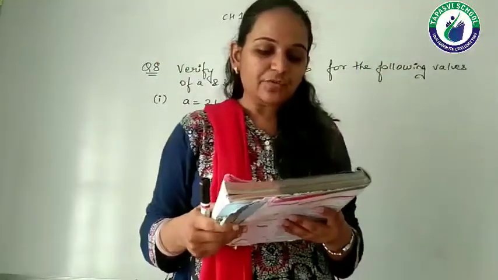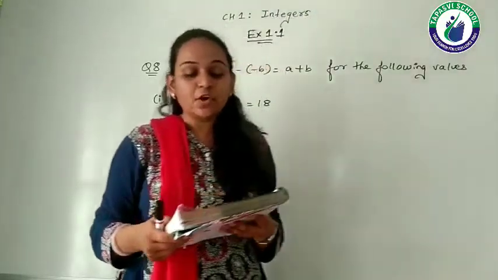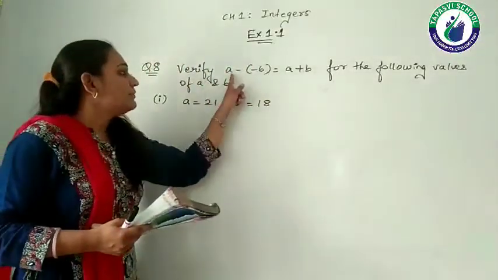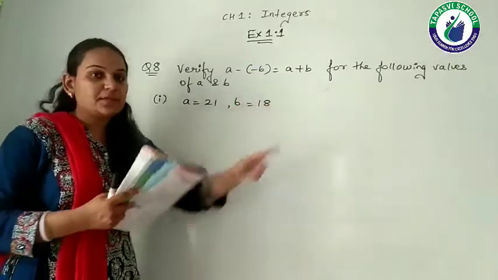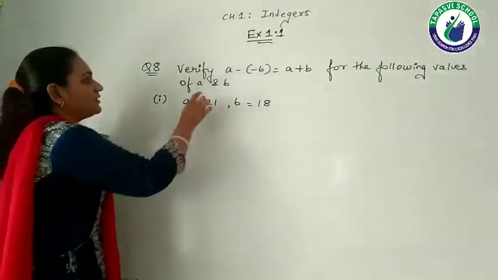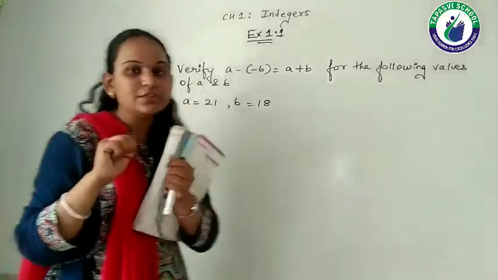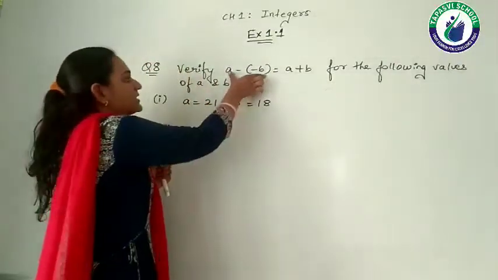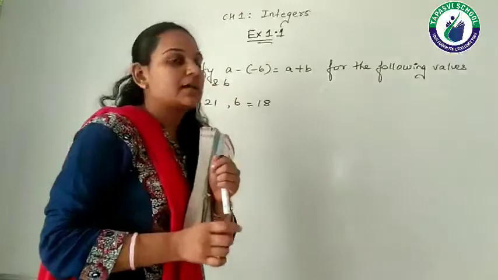Question is: verify a minus b is equal to a plus b for the following values of a and b. That means we want to prove that a minus b is equal to a plus b, right? For the following values of a and b, a total of 4 questions are given to us. In all 4 questions, we need to prove that this particular statement is equal to this particular statement, right?